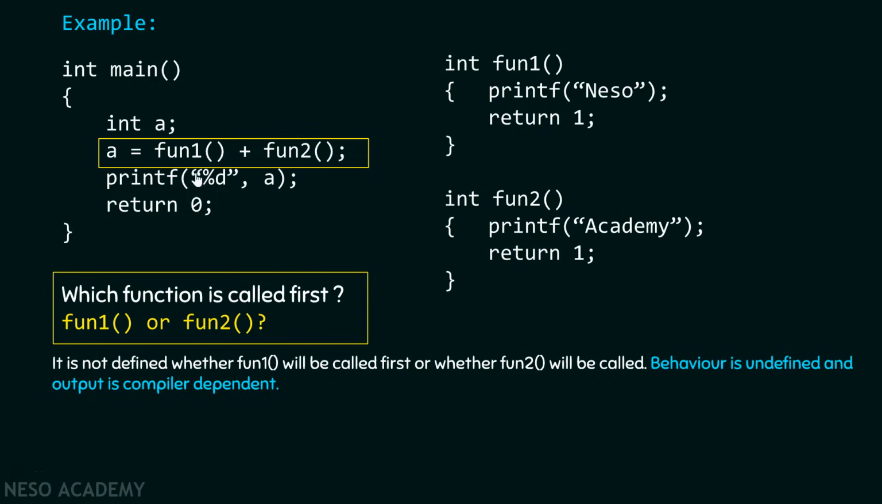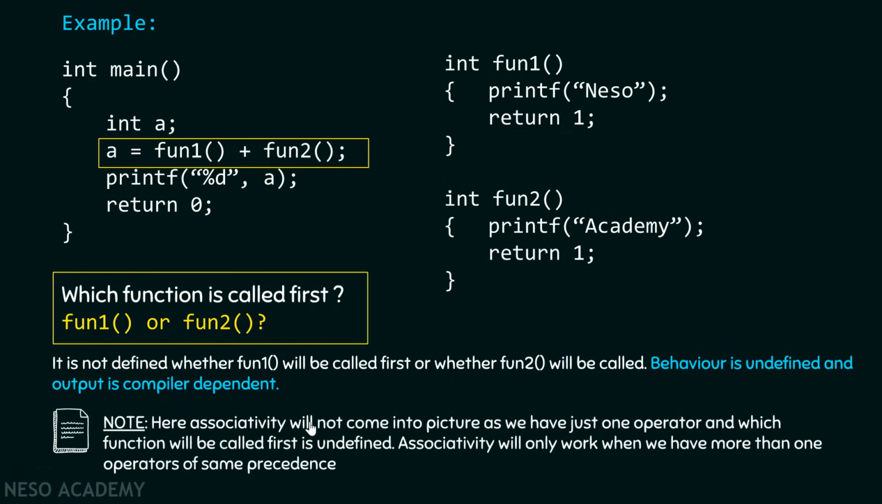First of all, there is no precedence issue here because we just have one operator. Here, of course, between this addition operator and the assignment operator, the addition operator has greater precedence, therefore it will be evaluated first. But my question is, which function will be called first? The output is compiler dependent. Please note down, associativity will not come into the picture as we just have one operator, and which function will be called first is undefined. Associativity will only work when we have more than one operator of the same precedence.